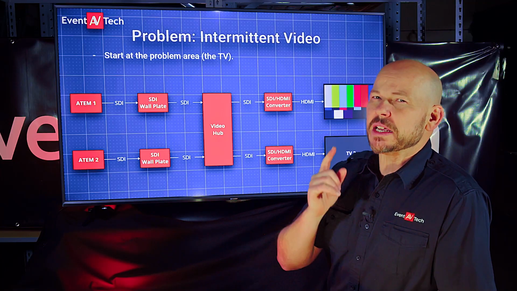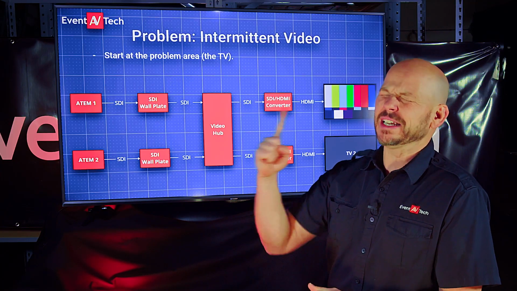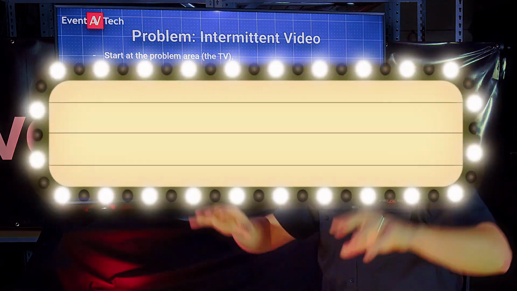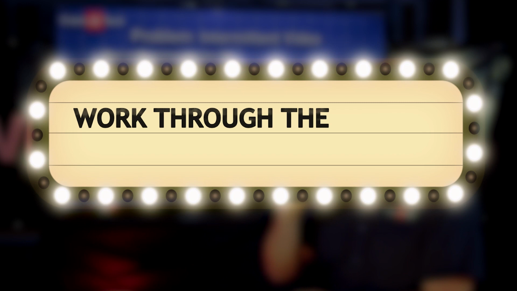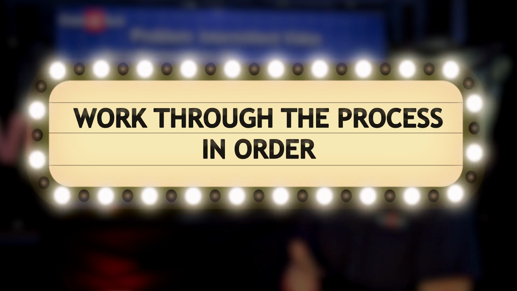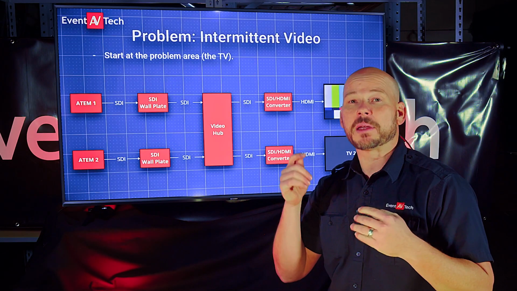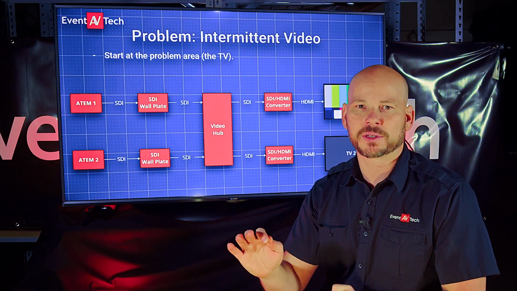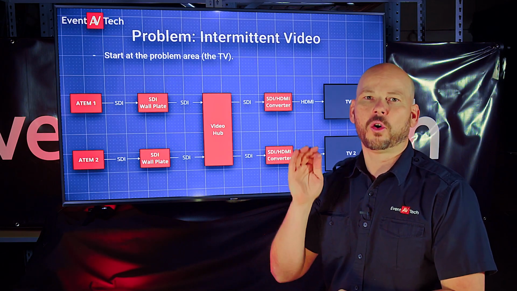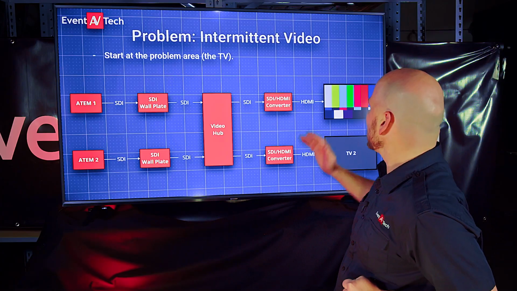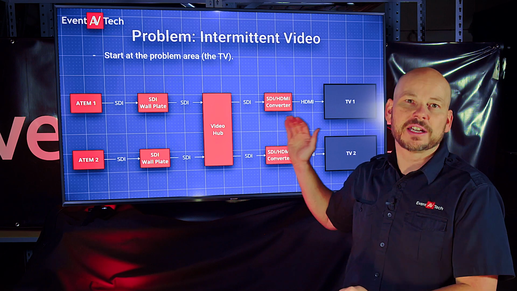What is really, really important, the number one takeaway of this video, we're gonna put it in a big giant banner: work through the process in order. Don't jump around. If you jump around, you're never really gonna be able to rule out problems. So work in order. Got it? Don't forget it. All right, so we're gonna work in order. We're gonna start with our television itself.